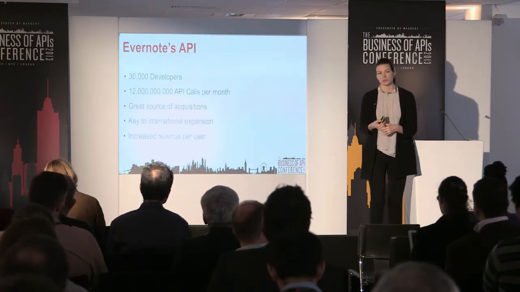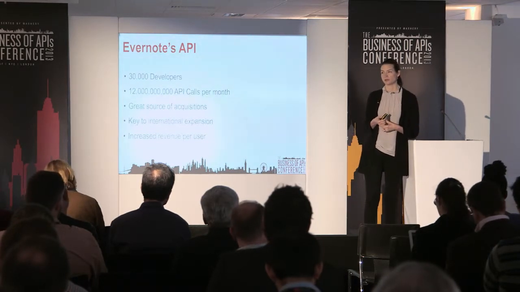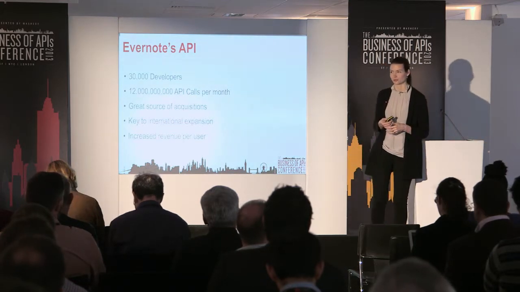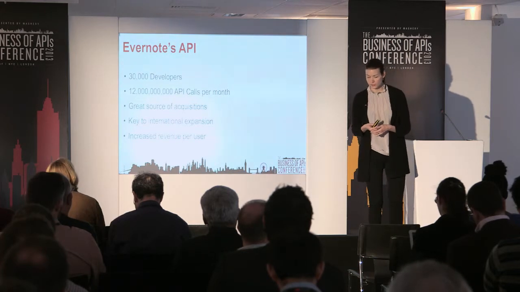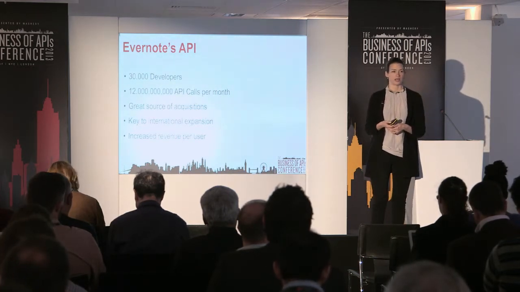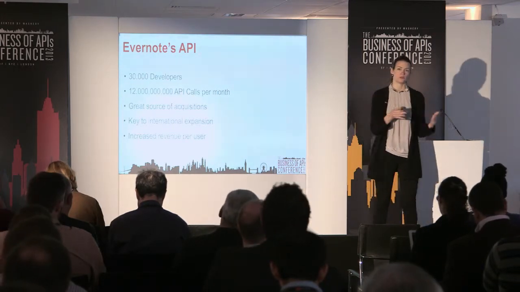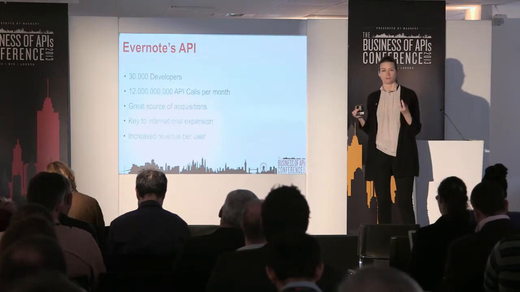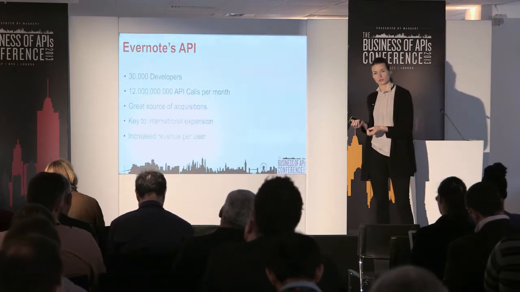So just a little bit about our API. We have about 30,000 developers in our community right now. We get about 12 billion API calls per month, which I know compared to Twitter and others is quite small. But for us, it's quite important. It's been a great source of acquisitions for us. It's been a key part of our international expansion. And also, it's been a key part of our revenue strategy. Users who use third-party applications that are built off of Evernote are much more valuable to us from a revenue standpoint than the users who don't.